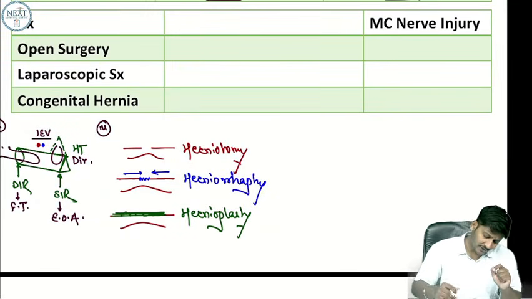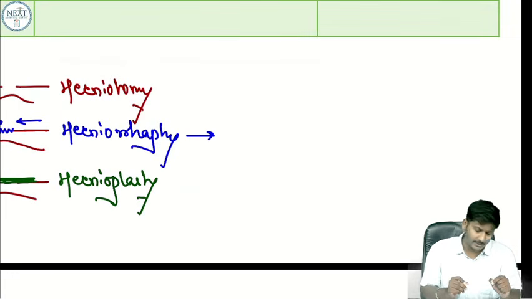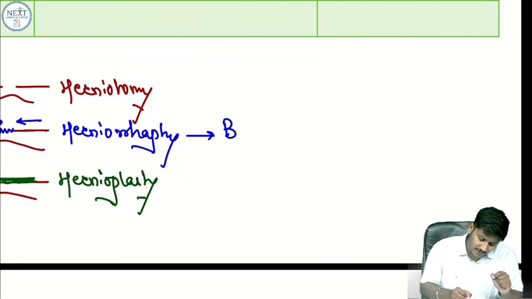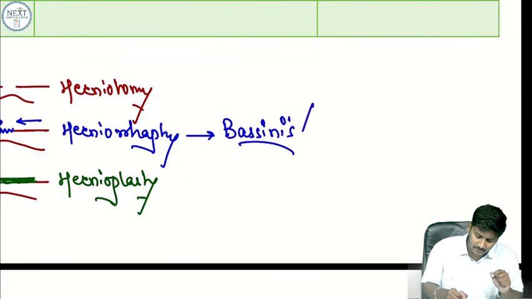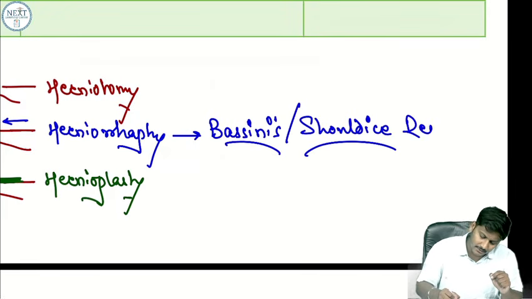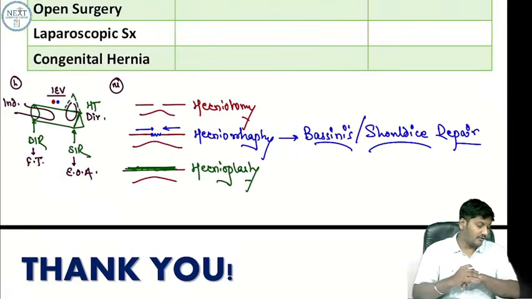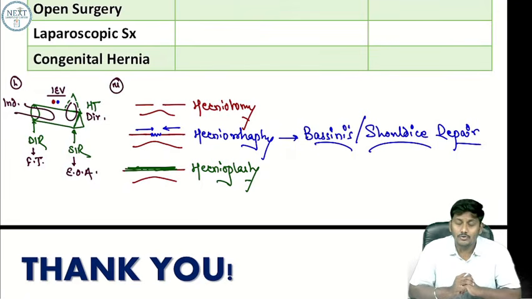Clear? Now if I talk about the herniorrhaphies that we do for the inguinal hernia, the herniorrhaphy that we do for the inguinal hernia is called a three-layered repair, called Bassini's repair, or second is a Shouldice repair, or the third is a modified Shouldice repair. So Bassini's repair, Shouldice repair, modified Shouldice repair, all of them are nothing else but the herniorrhaphies that we do for the closure of an inguinal hernia.